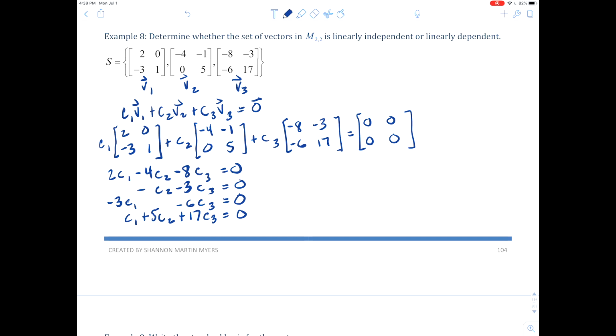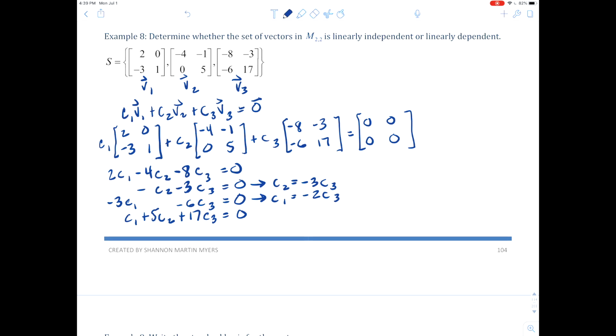You could certainly set up a matrix. I'm kind of seeing a couple of ways to look at this. Do you see from this second row, you'd get what? You could solve this in terms of C3. So C2 would be negative 3C3. And then in the second row, you could also put that in terms of C3. So C1 would end up being, I think, negative 2C3.